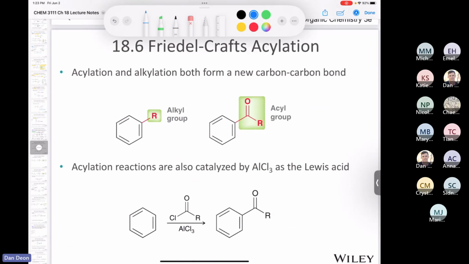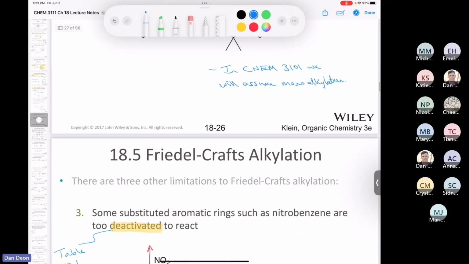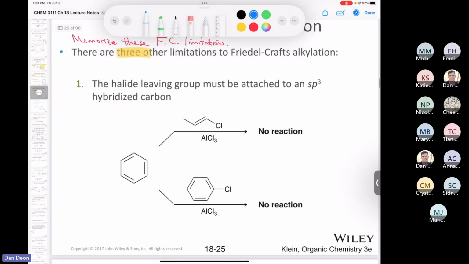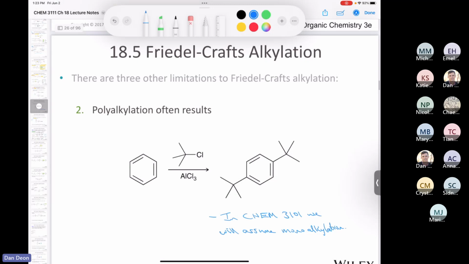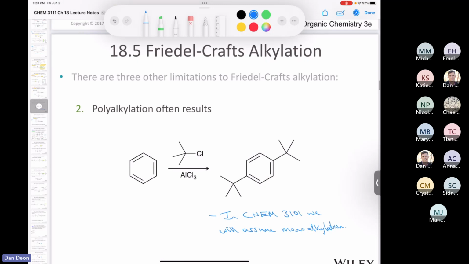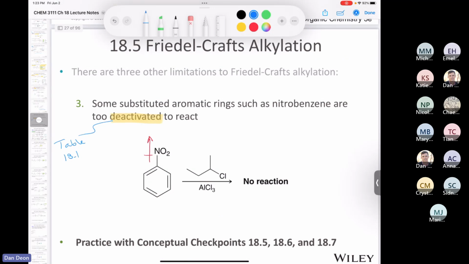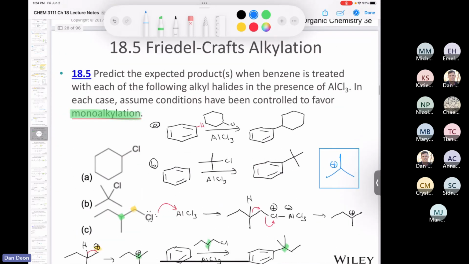So remember those little, let's back up. We've got time. Just remember those little nuances. So again, let's review. Your alkyl chloride has to be an alkyl chloride, right? You have to have an sp3 hybridized carbon attached to the chlorine or bromine, okay? It can't be sp2. The other one is polyalkylation can happen, but we're not going to assume that. We're going to assume monoalkylation. And the last one is if you have a really deactivating group, Friedel-Crafts doesn't work, okay? And we'll see some examples of that later on. We tried some examples here.